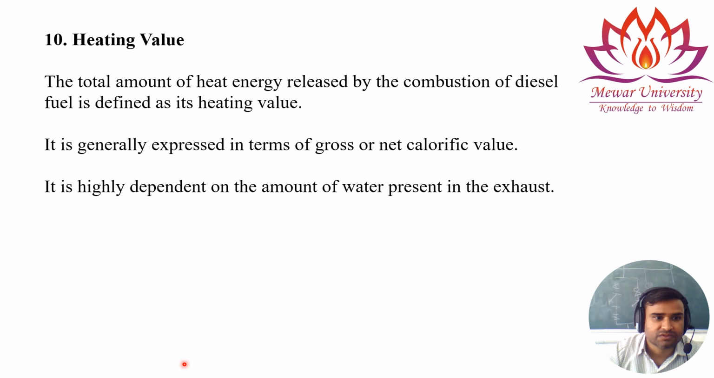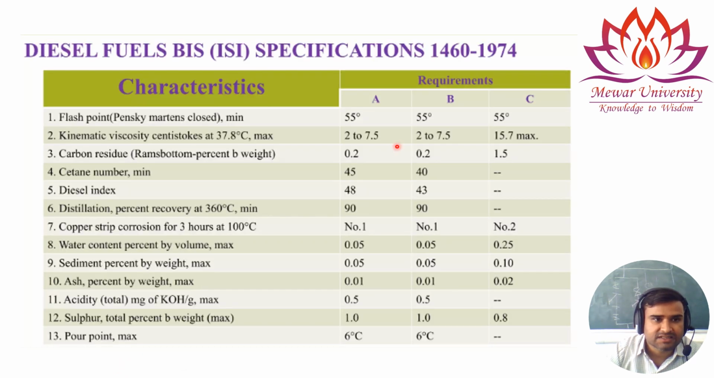Now next, in this slide you see the diesel fuel specifications under the BIS or ISI standard 1460 1974. These are the different characteristics and their requirements. We have flash point, measured using the Pensky-Martens apparatus, that is 55 degrees centigrade, with different classes A, B, C.